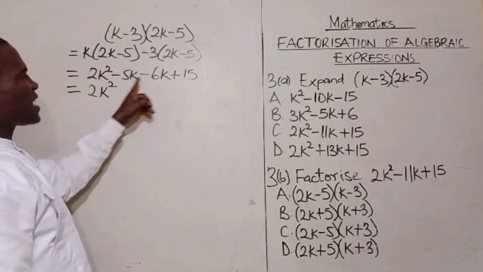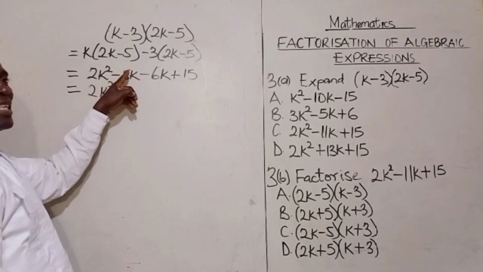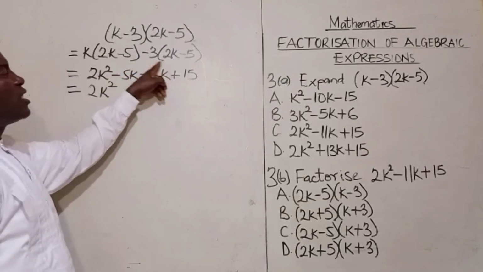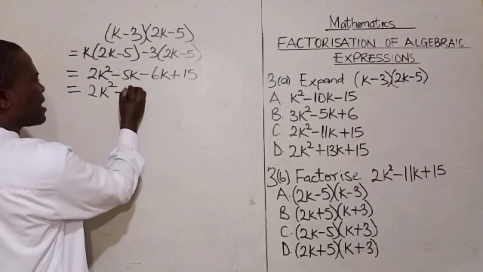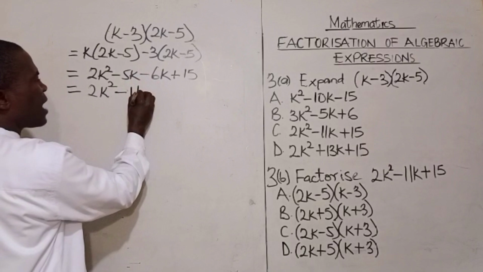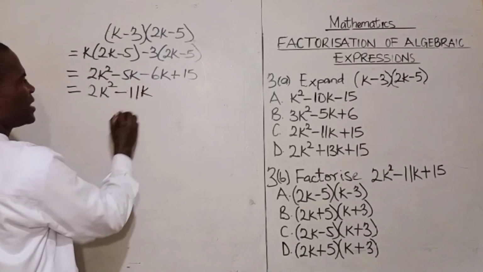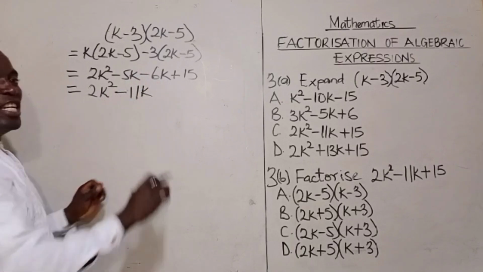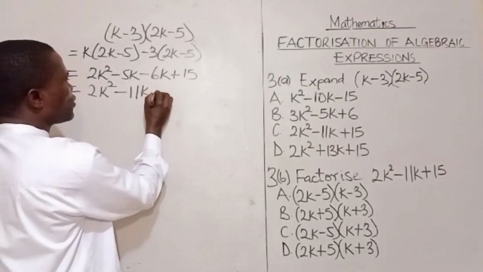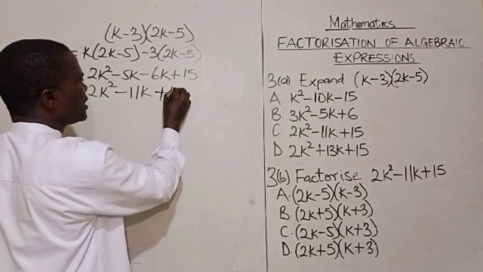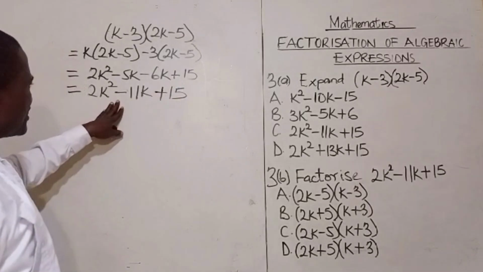This one implies that I am owing 5k, then I'm still owing another person 6k. That means altogether the amount of money that I'm owing is going to be minus 11k. Minus has to be there to indicate that that is the amount of money I am owing. Here is now going to be plus 15 here. So this is the result.